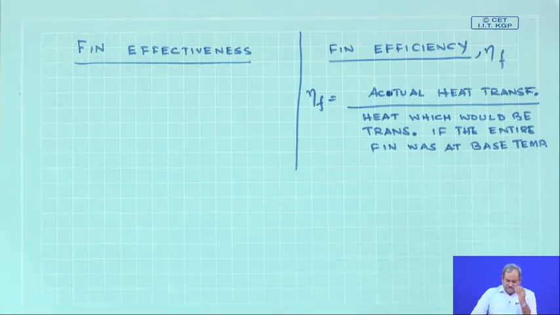So, this would give you an idea of what efficiency is, because we always define efficiency in such a way that it has a maximum value equal to 1 or 100%. So, the actual heat transferred, where the temperature is a decreasing function of x, divided by the heat which would have been transferred if the entire fin was at Tb, the base temperature, would be the logical choice to define the efficiency of a fin.